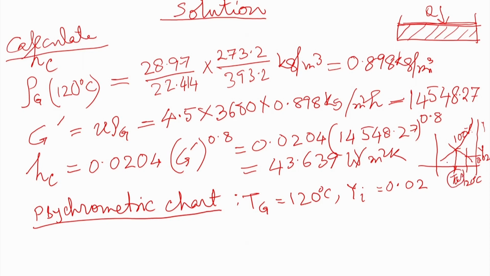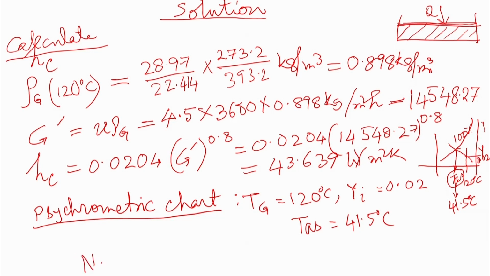So, if we use this psychrometric chart, we will be getting TAS is equal to 41.5 degree Celsius. Okay. Now, we will be getting this NC value.